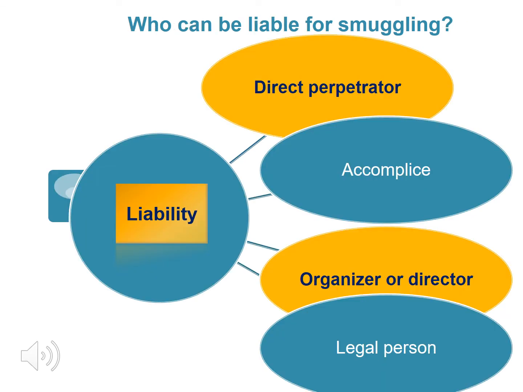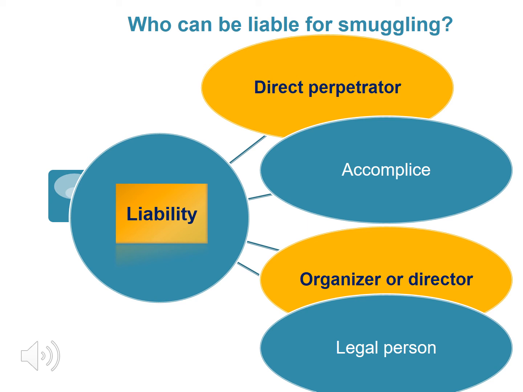Who can be liable for smuggling? So, of course, the direct perpetrator, but also his or her accomplice, so those that help and participate in aiding or abetting the smuggling operation. This could be, for example, those that provide accommodation during the travel of the migrant. Organizers or those who direct the smuggling process are also to be considered criminally liable.